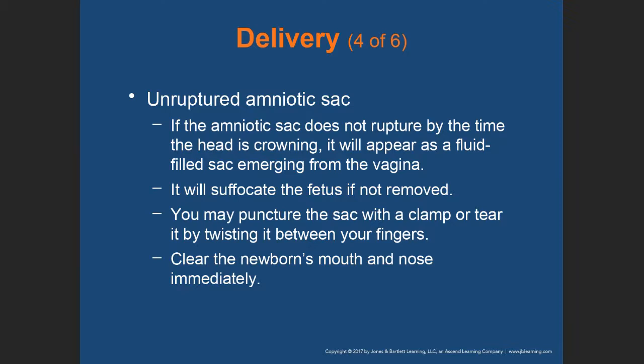Now, you may see an unruptured amniotic sac. So when you look at the vaginal opening, you're seeing an unruptured sac. If this occurs, then you have to rupture it. Use your gloved finger and puncture the sac. If the amniotic sac does not rupture by the time the head is crowning, it will appear as a fluid-filled sac emerging from the vagina. It will suffocate the fetus if not removed. You may puncture the sac with a clamp or tear it by twisting it between your fingers. Clear the newborn's mouth and nose immediately.